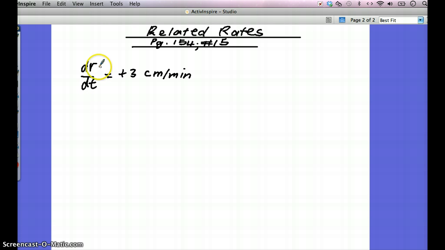And it's positive 3 centimeters per minute. Okay? And this dr by dt means our radius is changing with respect to time. So I've written this out in a derivative way. What else are we given here? It says find the rate of change of the area when r is equal to 6. Rate of change of the area.